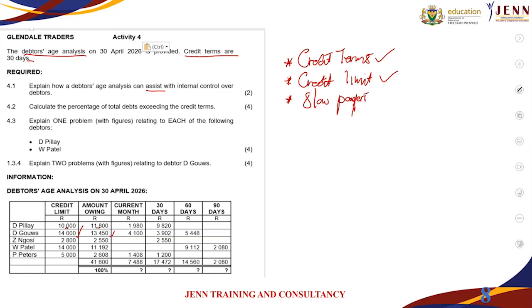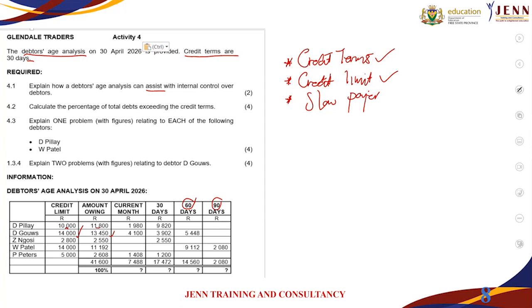Then point number 3, we are also going to look at the slow payers, in other words, who takes more time to pay us the money. When you go to W. Patel, we are only receiving money from him after 60 days, even after 90 days. That simply means this debtor does pay us, but he is a slow payer. That is also going to affect us in terms of giving him more credit, so it can help us to reduce his credit limit because he is not paying us on time.